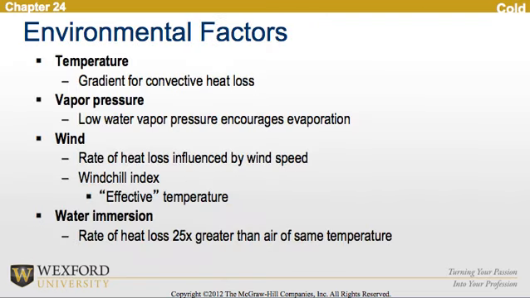Now, looking at the environmental factors, we see that there is temperature, which is a gradient for convection of heat loss. There's also vapor pressure, where low water vapor pressure encourages evaporation. In addition, there's wind, which influences the rate of heat loss depending on wind speed, and a wind chill index, which is the quote-unquote effective temperature. In addition, there's water immersion, where the rate of heat loss is 25 times greater than in air at the same temperature.